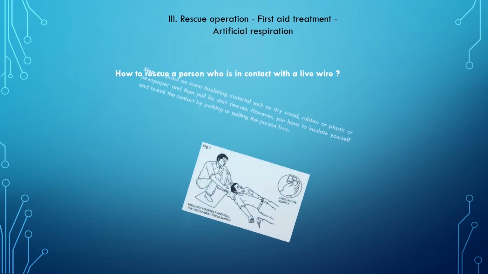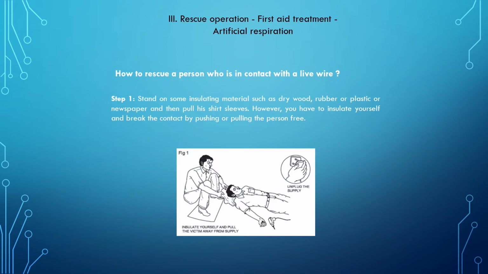Step 1. Stand on some insulating material such as dry wood, rubber, plastic, or newspaper, and then pull his shirt sleeves. However, you have to insulate yourself and break the contact by pushing or pulling the person free.